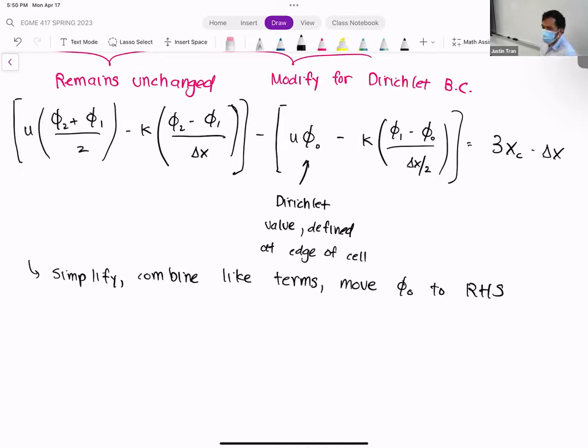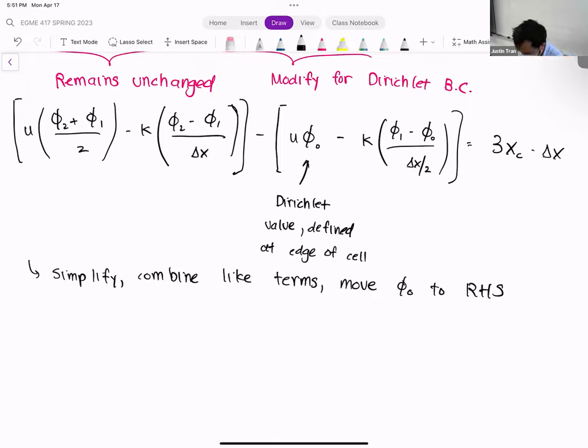Okay, and so from here, we're going to simplify the expression. On the left-hand side, anything with phi 2 and phi 1, we're going to keep over there because those are the unknown terms. We're going to combine those like terms. And then any term involving the Dirichlet boundary condition, phi naught, we're going to move over to the right-hand side, okay?